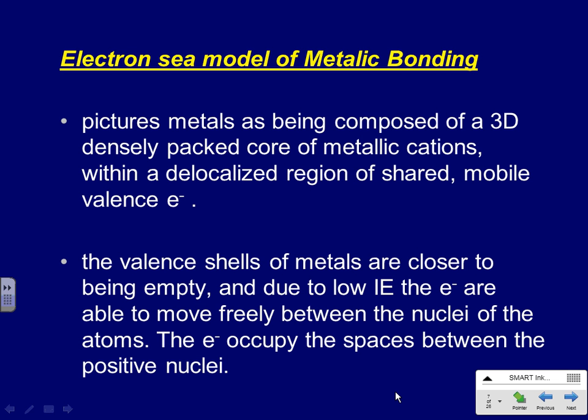So the forces holding them together are kind of loosey-goosey, I would say. They're kind of like, whoa, we're barely being held together, okay? So that results in non-directional forces. The valence shells of metals are closer to being empty due to the low ionization energy. The electrons are able to move freely between the nuclei of the atoms. These electrons occupy the spaces between the positive nuclei, and this space is really essentially one giant bond, all right?